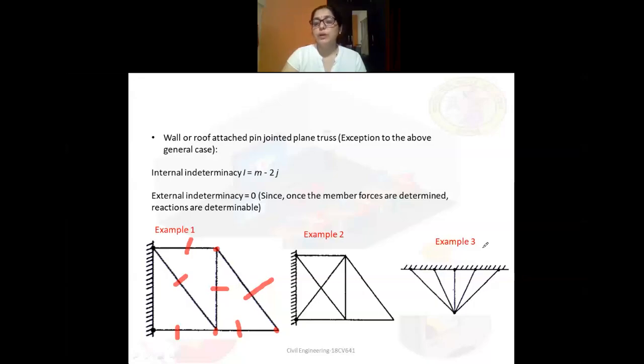One thing you have to keep in mind is you should not consider the wall side member, or the joints at the wall point. Whichever hatch is shown in the figure, that side you should not consider while using the formula to calculate the indeterminacy. And in case of a wall or a roof attached to a pin jointed plane truss, external indeterminacy will always be 0 because externally no support is provided.